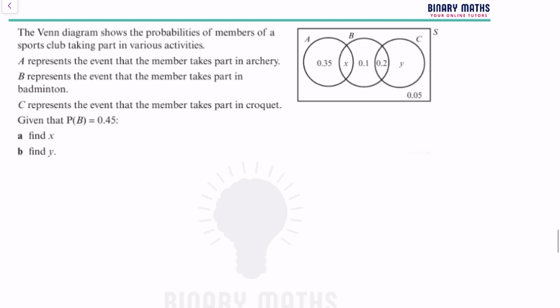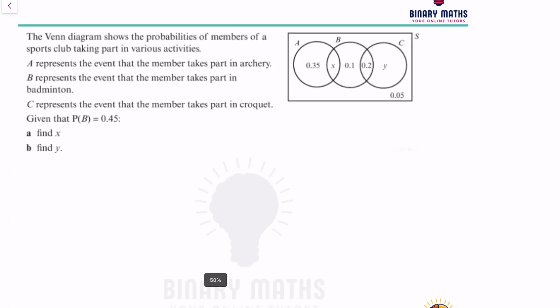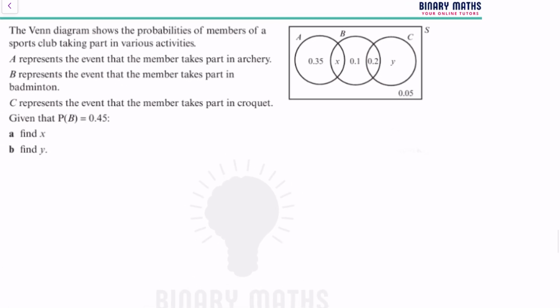Okay, the Venn diagram shows the probabilities of members of a sports club taking part in various activities. A represents the event that the member takes part in archery, B represents badminton, and C represents croquet. Given that probability of B is equal to 0.45, find X. So probability of B is 0.45 implies X plus 0.1 plus 0.2 is equal to 0.45, which means X is equal to 0.45 minus 0.1 minus 0.2, which means X is equal to 0.15.